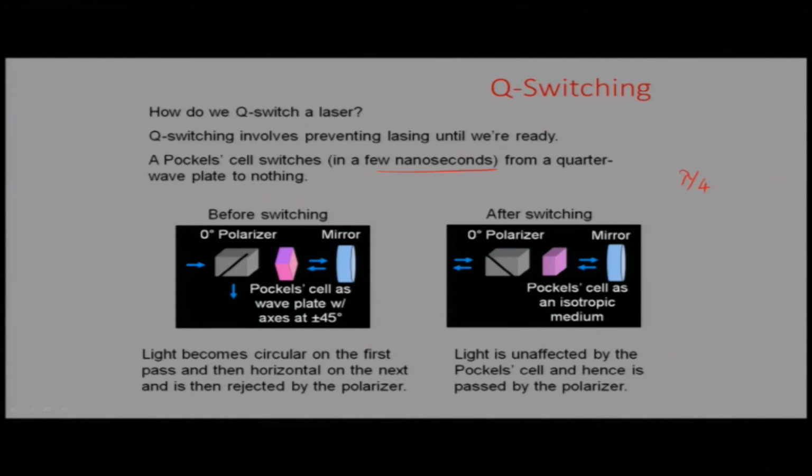So, basically whenever we have this lambda over 4, first time it goes through it becomes circular, it comes through here, and then it has the opposite polarization of the incident one, and so it is rejected and comes out. So, the wave plate is with respect to that. After switching, light is unaffected by the Pockels cell and hence it is passed by the polarizer. So, the Pockels cell makes the material undergo a lambda by 4 shift when it is not switched, otherwise it does not do anything to the light coming through, and that is how it acts as a switch.